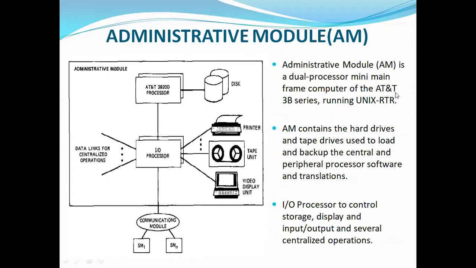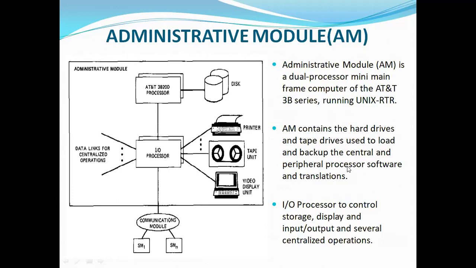American Telephone and Telegraph Company 3B series processors, running on a Unix real-time system. It can store the data. It can store the software, backups, and all the related data from peripherals. Except for billing related information, everything is stored here in this tape unit or on disk.